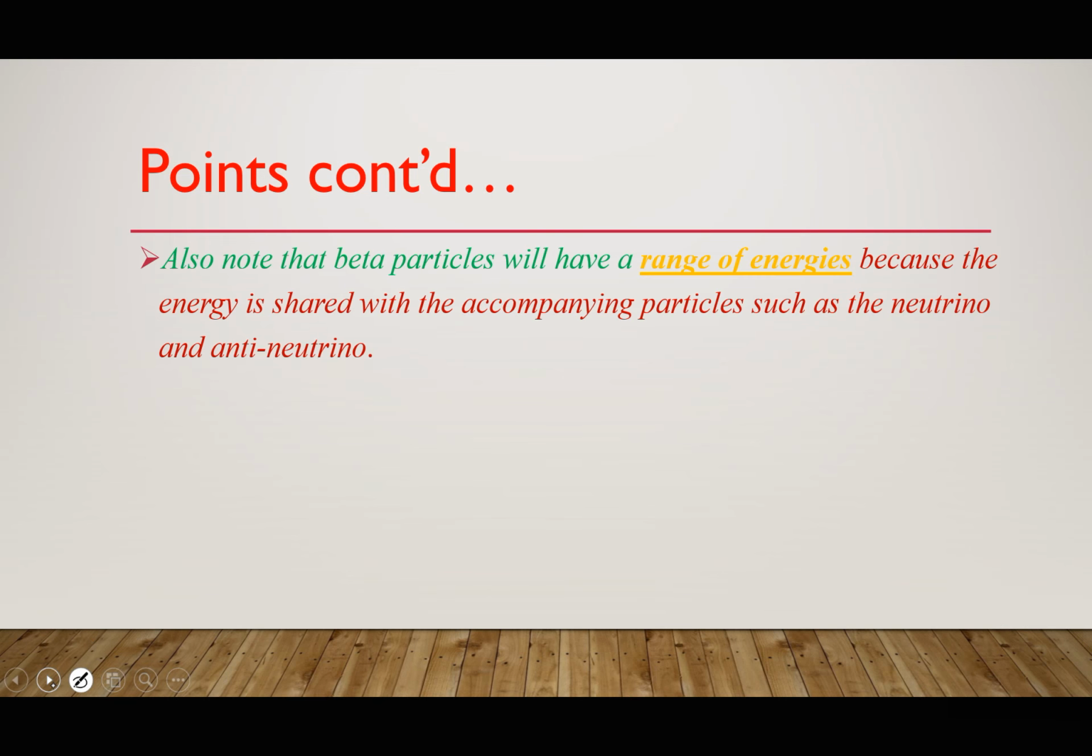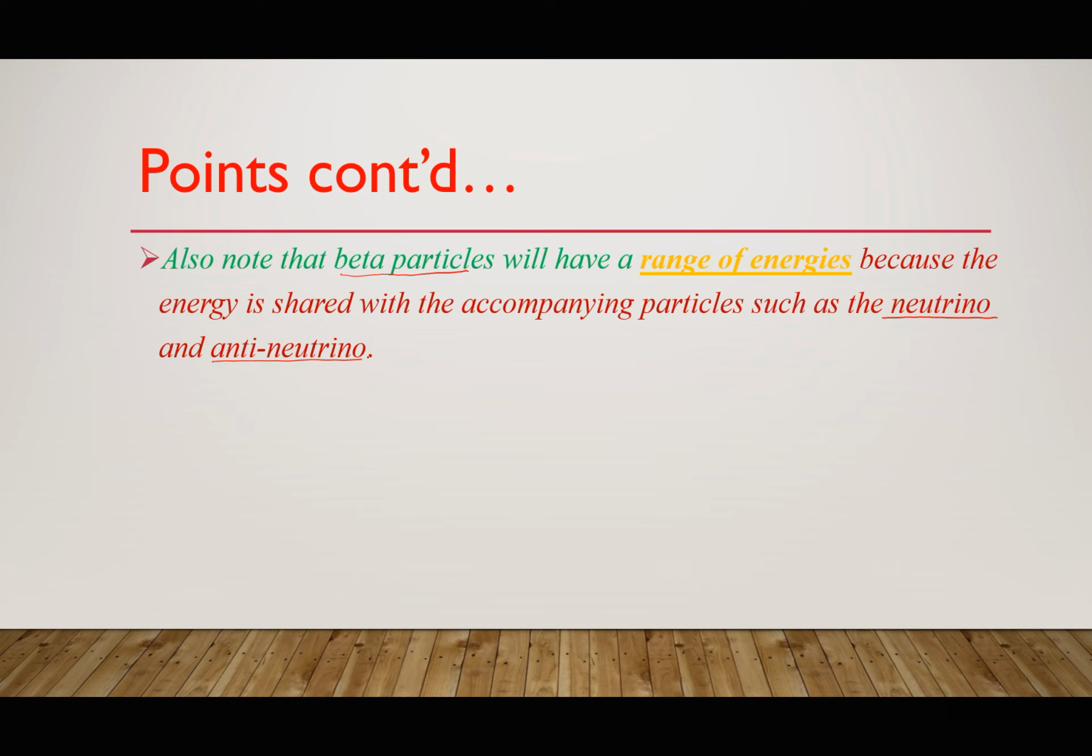I want you to also note that beta particles will have a range of energies. I talked about alpha particles having discrete energies. Unfortunately, beta particles are going to be emitted with a range of energies. And the reason is very simple, because the energy which is emitted during the reaction is normally shared with the accompanying particles, such as the electron neutrino and the electron antineutrino. So the neutrino and the antineutrino will take part of the energy which is emitted during the reaction.